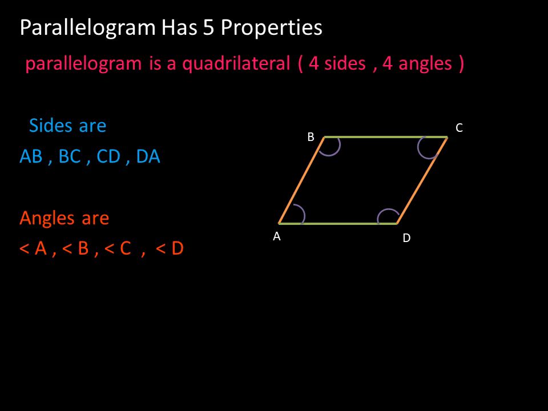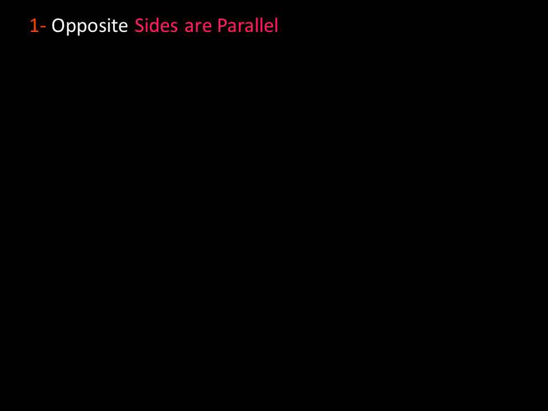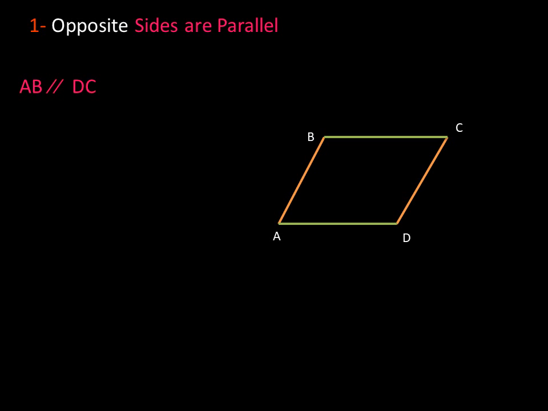A parallelogram is a quadrilateral, which means it has 4 sides, 4 angles, and each two opposite sides are parallel. From the definition, the first property of a parallelogram is that each two opposite sides are parallel. So I have parallelogram ABCD, AB is parallel to DC, BC is parallel to AD.